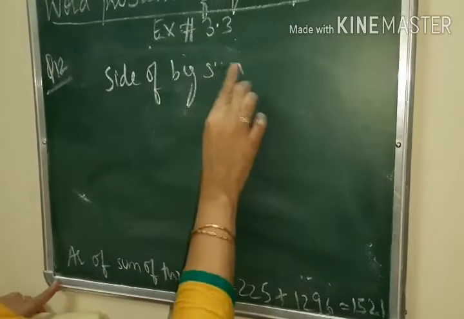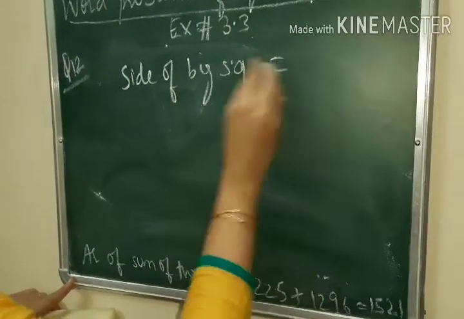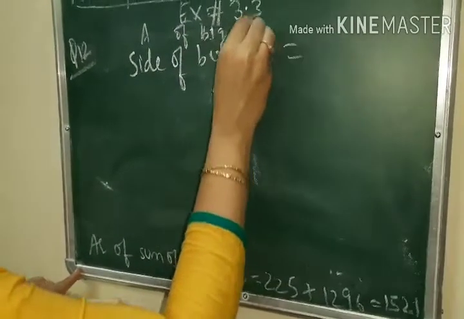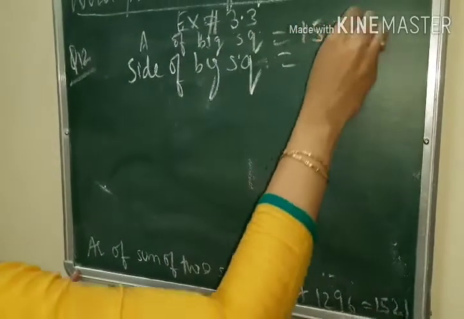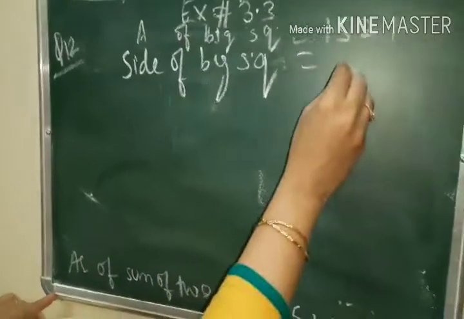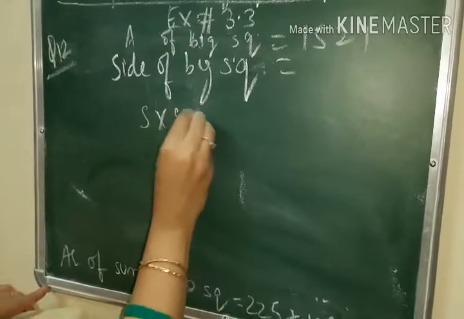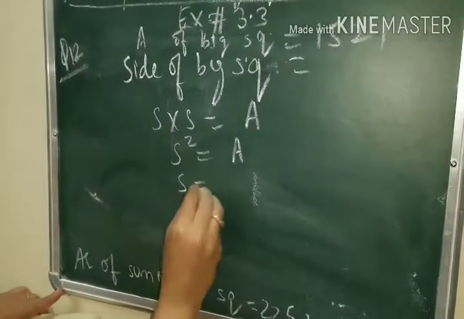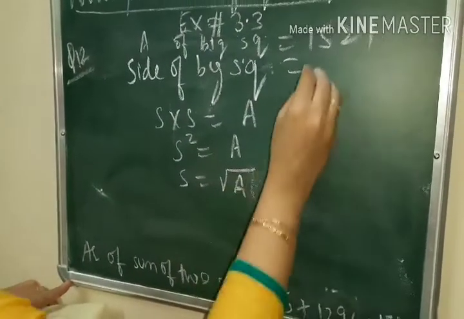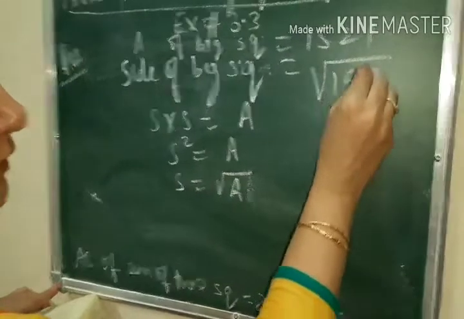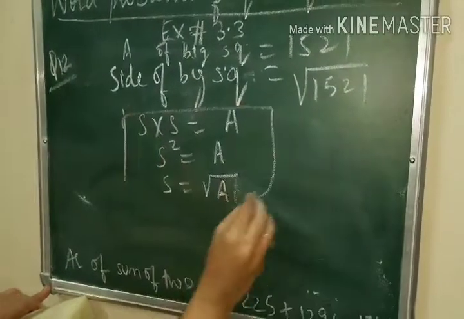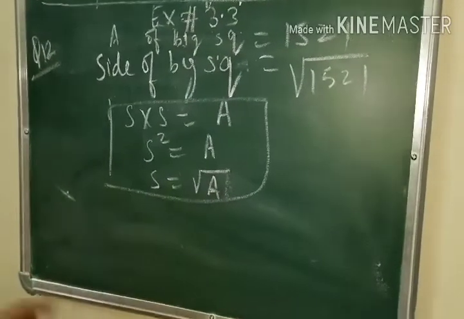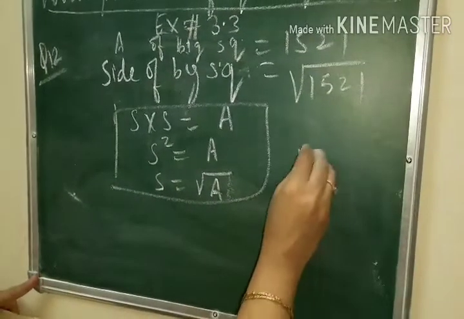You know that area of big square is 1521, and for finding the side of big square, what will we have? Side into side is equal to area, side square equal to area, so side will be equal to square root of area. So we have to find the square root of 1521 to find the side. So we'll find the square root of 1521 now.